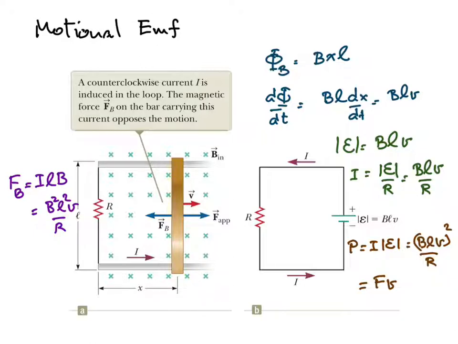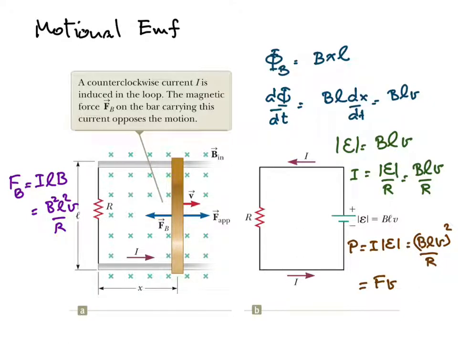Now, if this side or this part of the loop can move, and if we apply a force on this side of the loop and pull it to the right, like in this figure, and let this part move with a constant velocity v, we will see that we need an external force to maintain the constant velocity of this side.